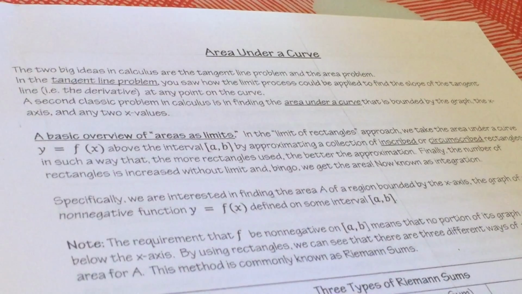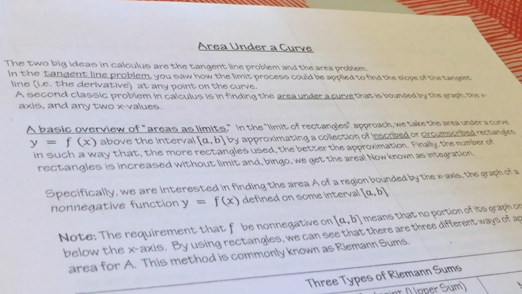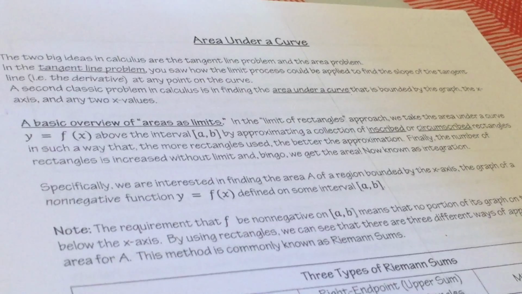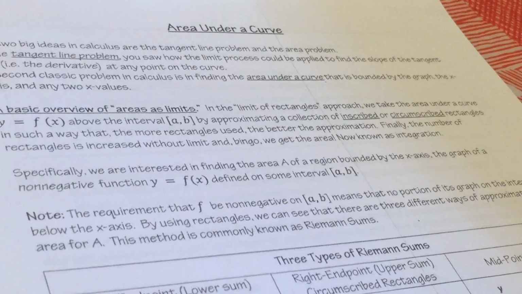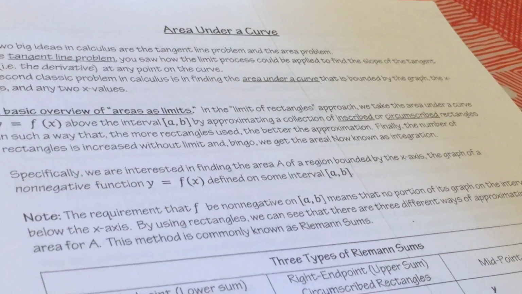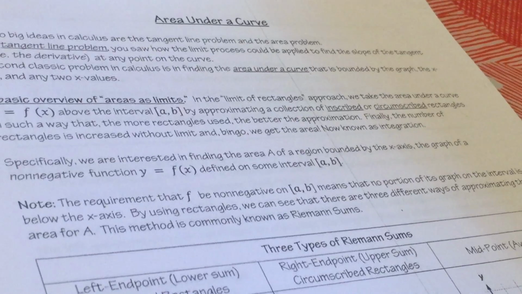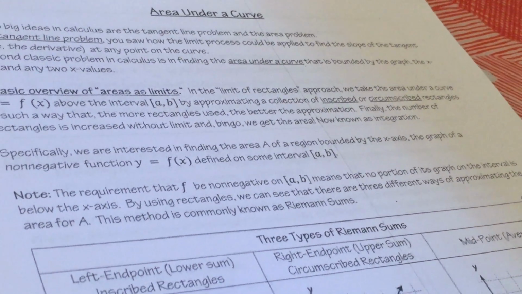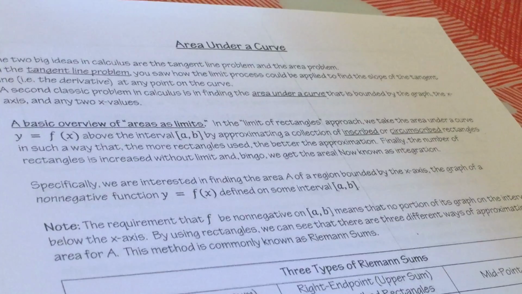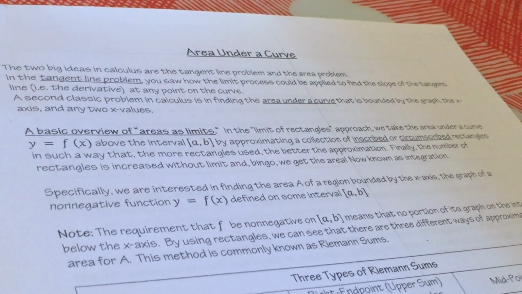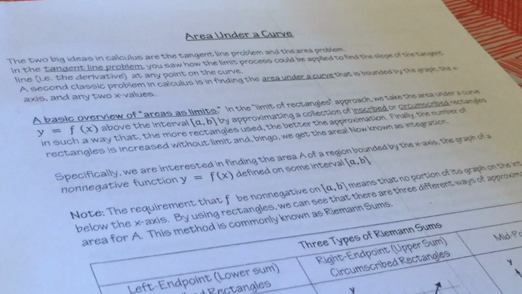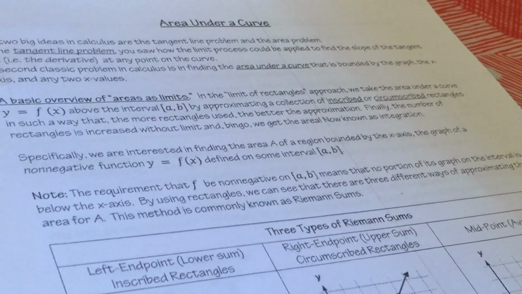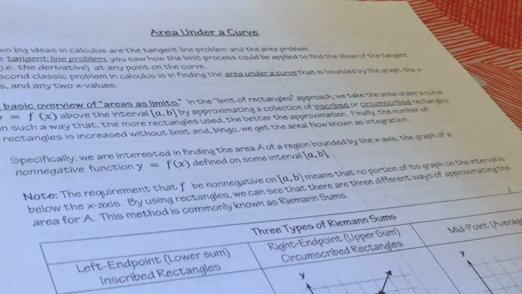So a basic overview of areas as limits. In the limit of rectangles, we take the area under the curve on some interval by approximating a collection of inscribed or circumscribed rectangles in such a way that the more rectangles you use, the better the approximation for the area. And finally, as the number of rectangles increases without limit, this will give us our area, which is also known as integration. So for now, we're going to be looking at the area of a region bounded by the x-axis, the graph of a function that's non-negative, meaning it stays positive, and it's defined on some interval.